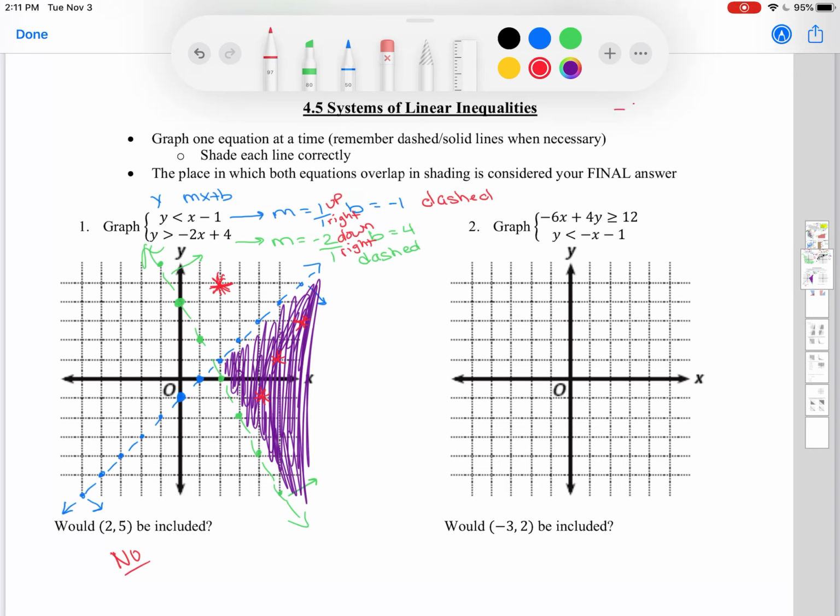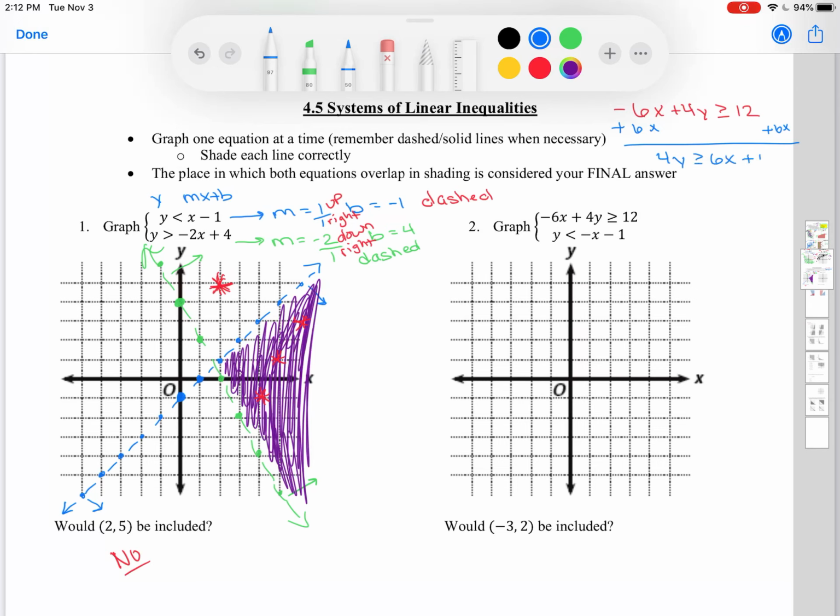In question 2, take a look at our two functions. Negative 6x plus 4y is greater than or equal to 12. That again is not in slope-intercept form. We need to know how to convert. That is the most important.